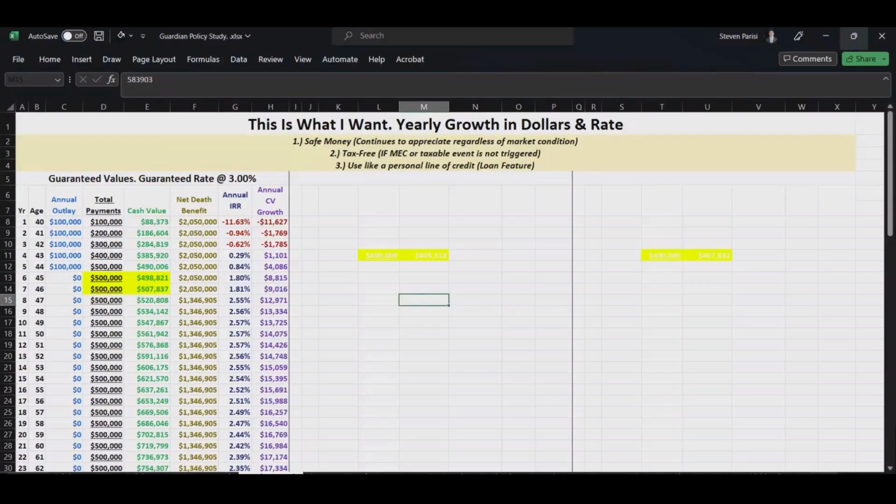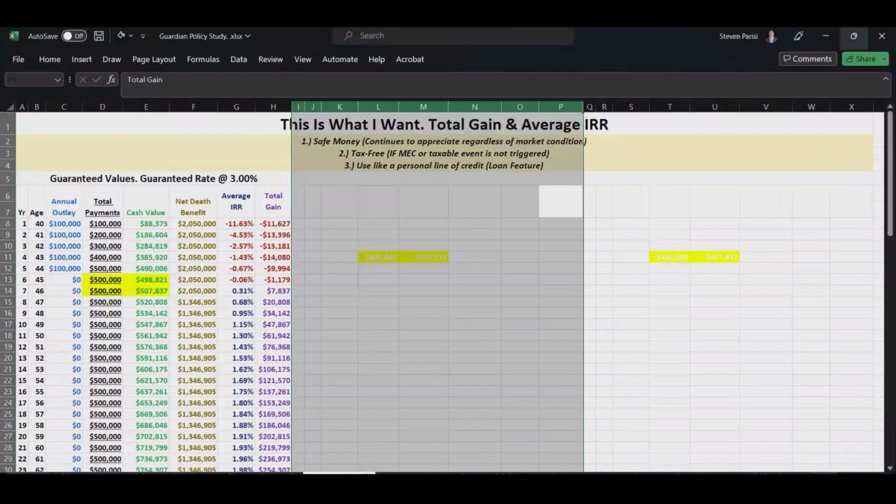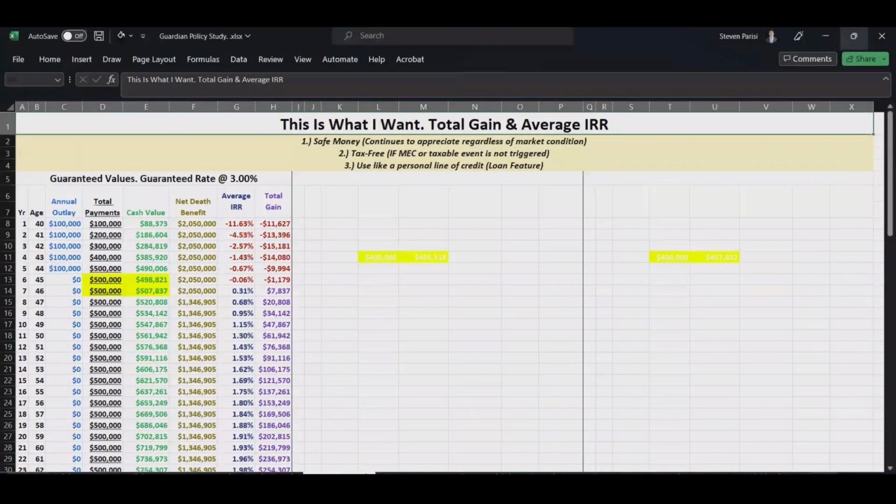Here's the exact same thing, but based on averages. So as we look at the cash value and death benefit columns, they are identical because it's the exact same policy. The only difference here is the average internal rate of return instead of annual, and then the total gain. So here, what do you notice?